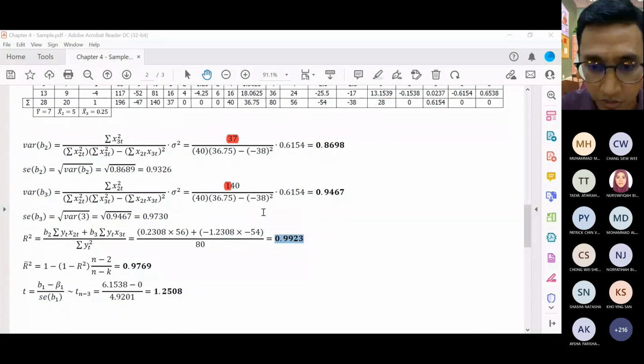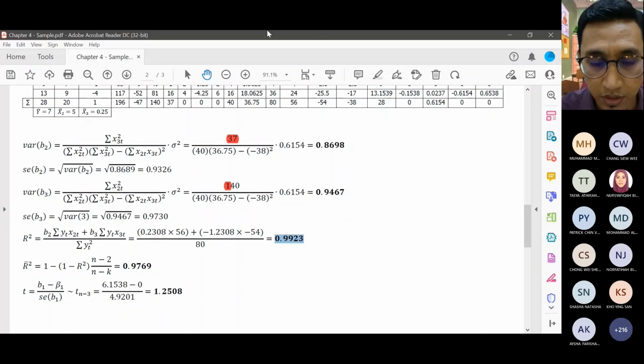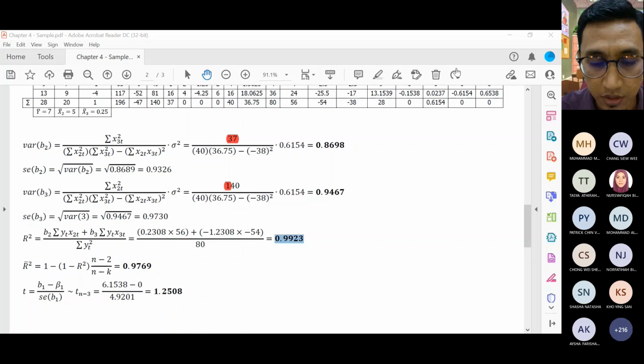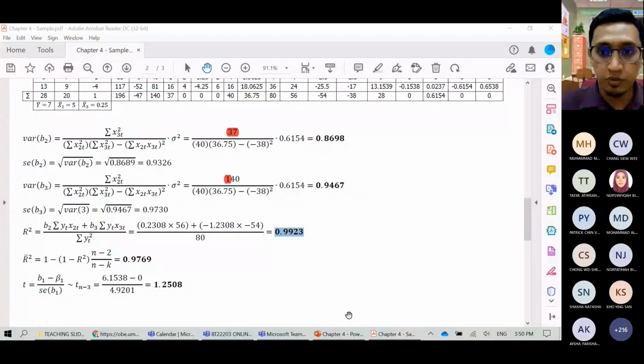Oh, I forgot to share the screen. Sorry for that. Let me show you my entire screen so that it is easy for me to change from slideshow to PDF.